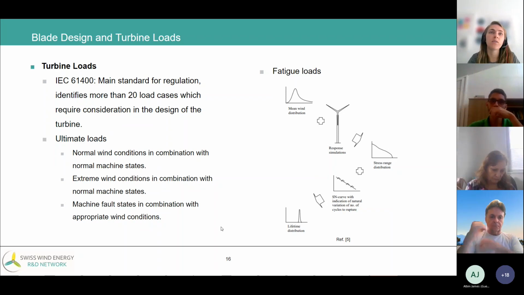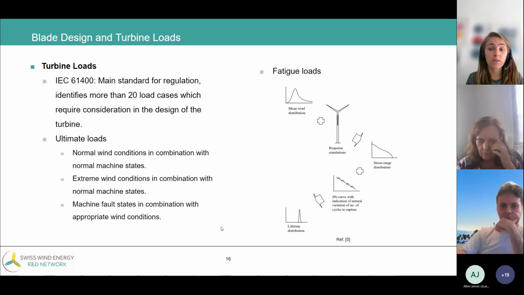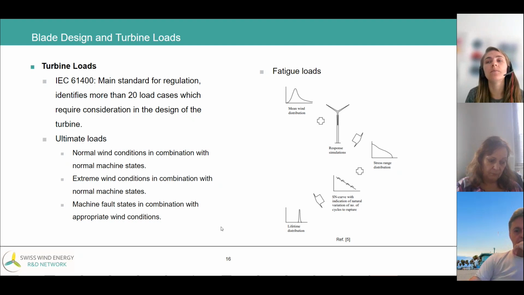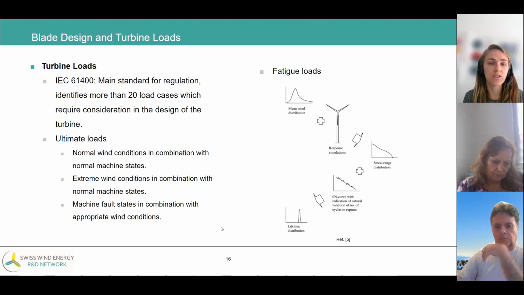Because if you think, okay, I will start producing energy at 3 meters per second, I will go until 30, and then I will have my turbine producing the maximum power around 8-9 meters per second. Easy calculation, easy to estimate these loads. But then, in order to really install this turbine, in order to certify this turbine, you have way more situations that you need to take into consideration.